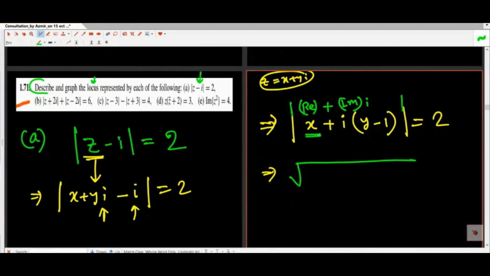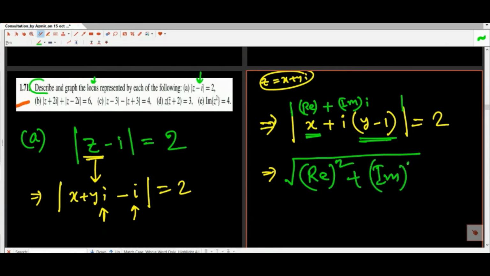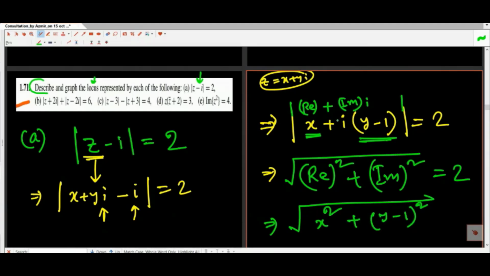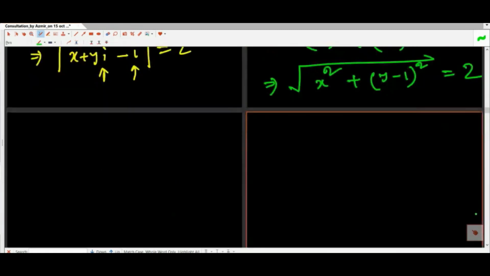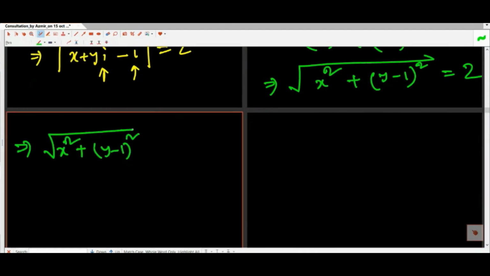It can be written as x squared plus y minus 1 squared. That means, let me write in easy form, real part squared plus imaginary part squared equals 2. So what is the real part? Real part is x, so x squared. Imaginary part is only y minus 1 squared, not i, just y minus 1. Okay.